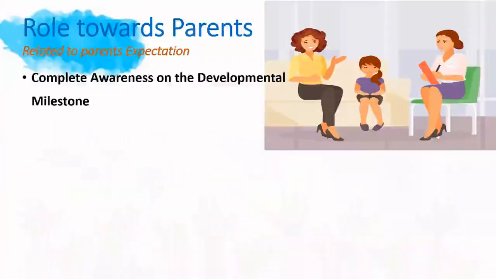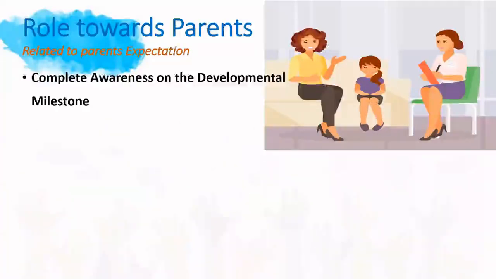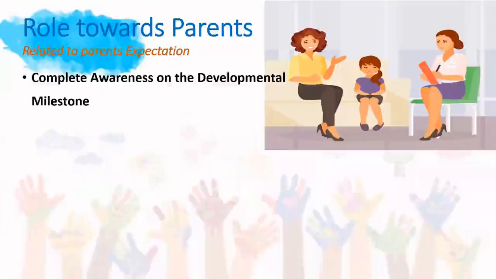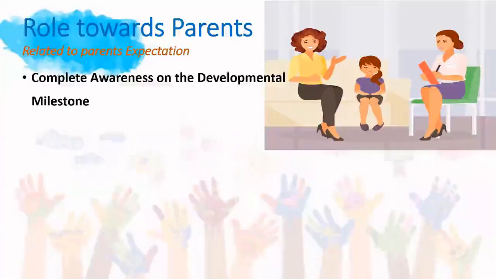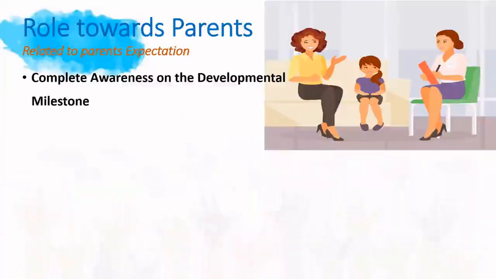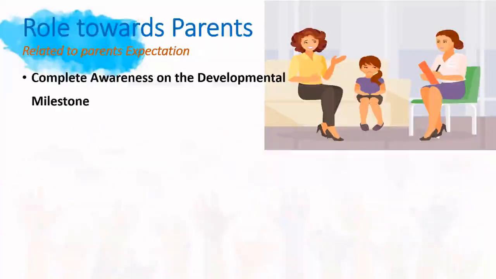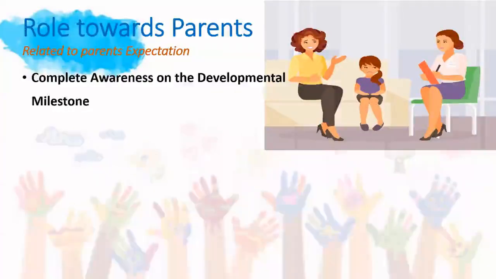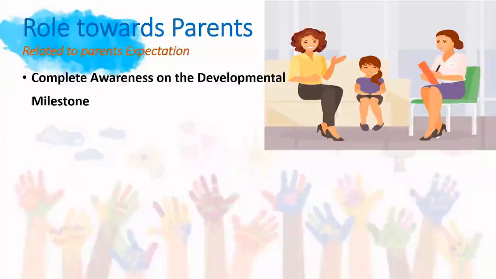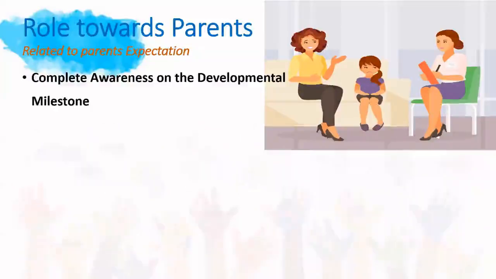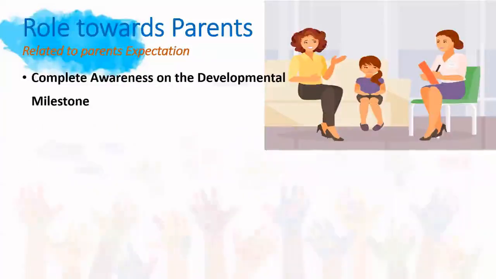Number one is complete awareness of developmental milestones. Today, if we look at parents' expectations from the school, they are very unreal and irrelevant. Meaning, the parents' expectation in terms of skill development is far, far away from the reality of what should be done for a child at that particular age. Therefore, developmental milestones are much more important and crucial than any amount of curricular development.